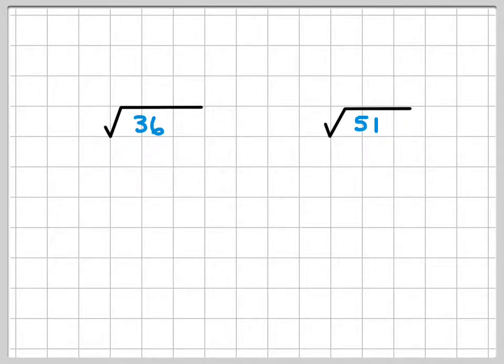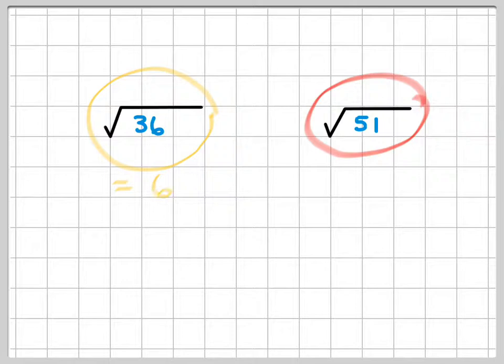Let's look at another one. Which one is the surd of these two? It would be 51. There is no perfect square for 51. Which one is the square root? It would be 36 because we know the answer here would be 6. The answer for 51 would be a decimal of some kind. I don't know it off the top of my head.